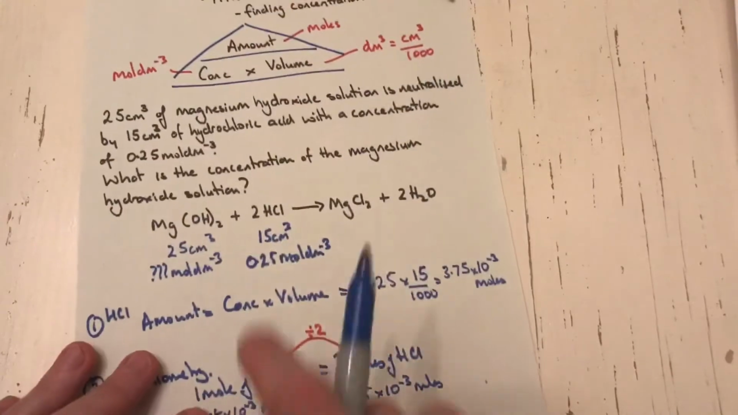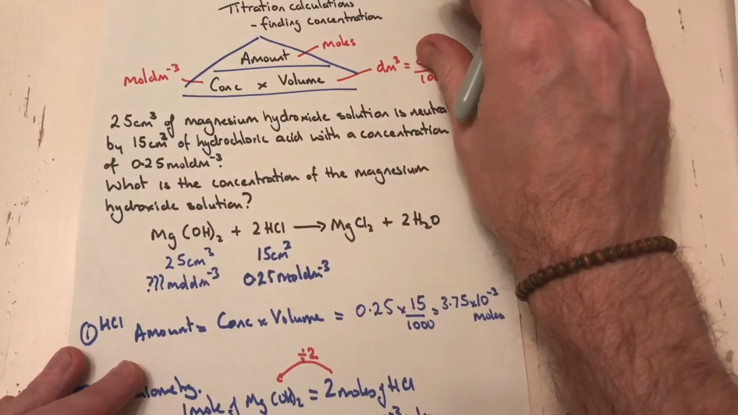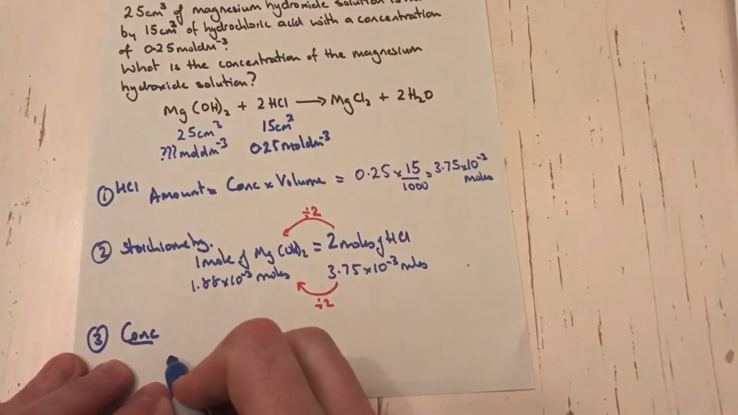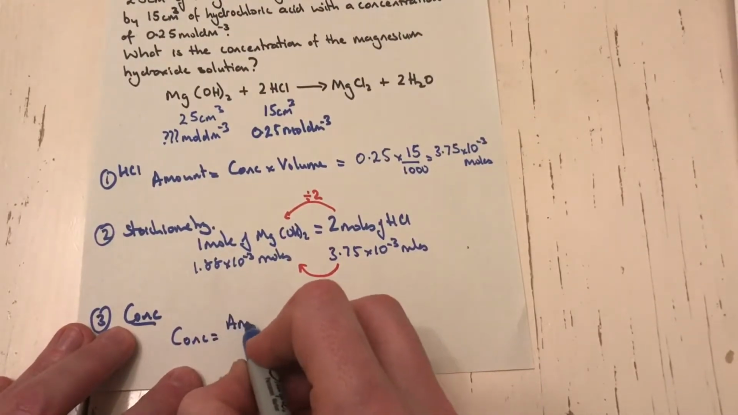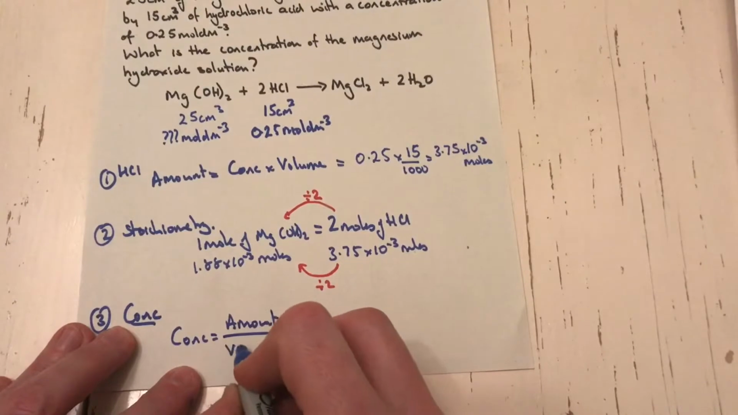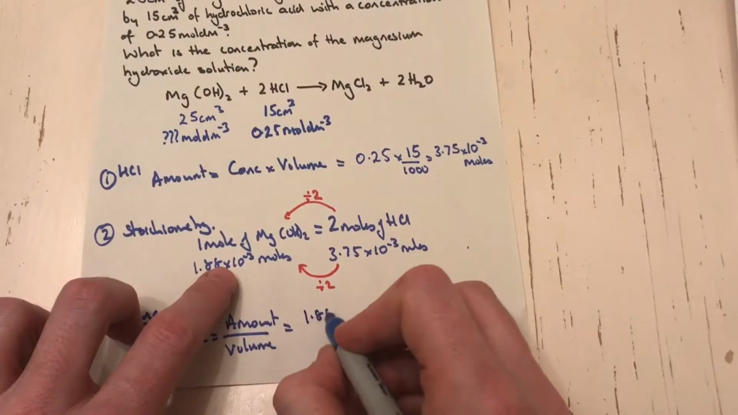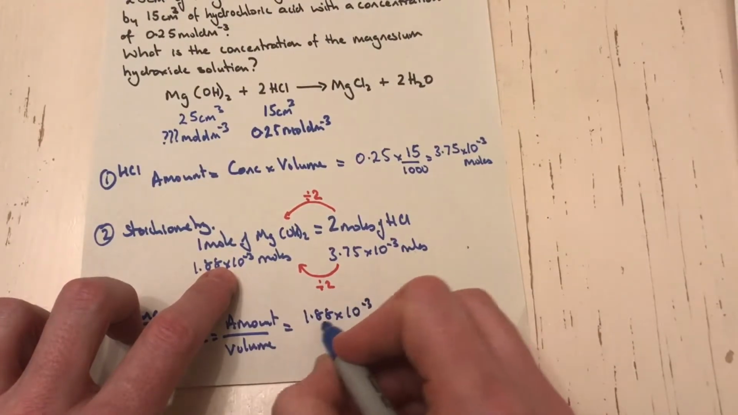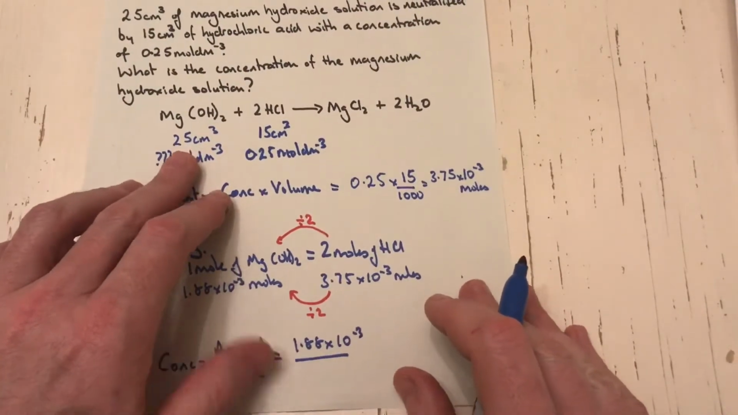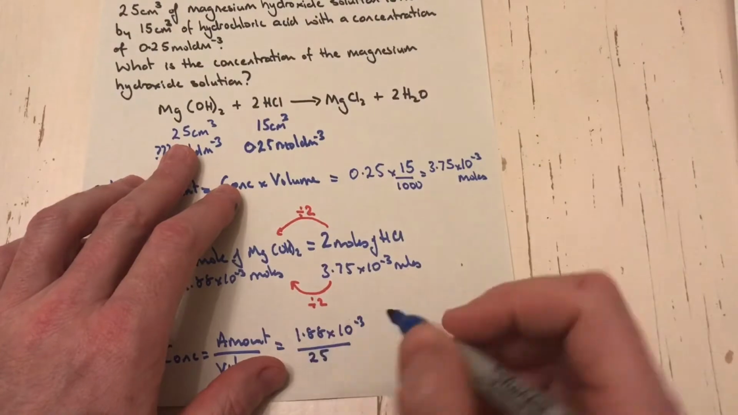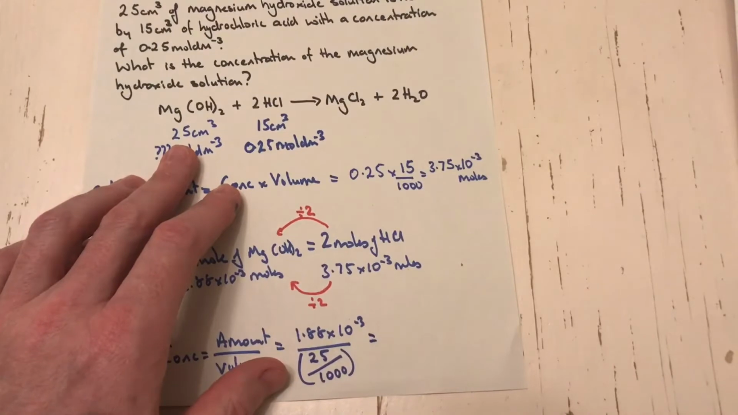To find the concentration, I come back to my triangle. Concentration is the amount divided by the volume. So let's write that down. Concentration equals the amount divided by volume. The amount is a number of moles, so that's 1.88 times 10 to the minus 3. Let's be careful, we've got to divide it by volume. In the question, it told us we had 25 centimeters cubed, but I must divide that by 1,000 to convert it to decimeters cubed.